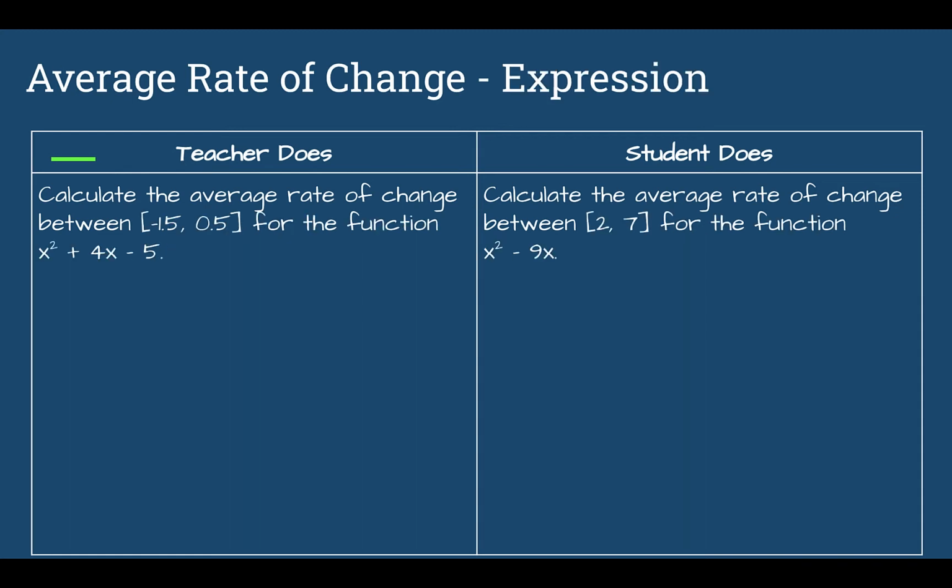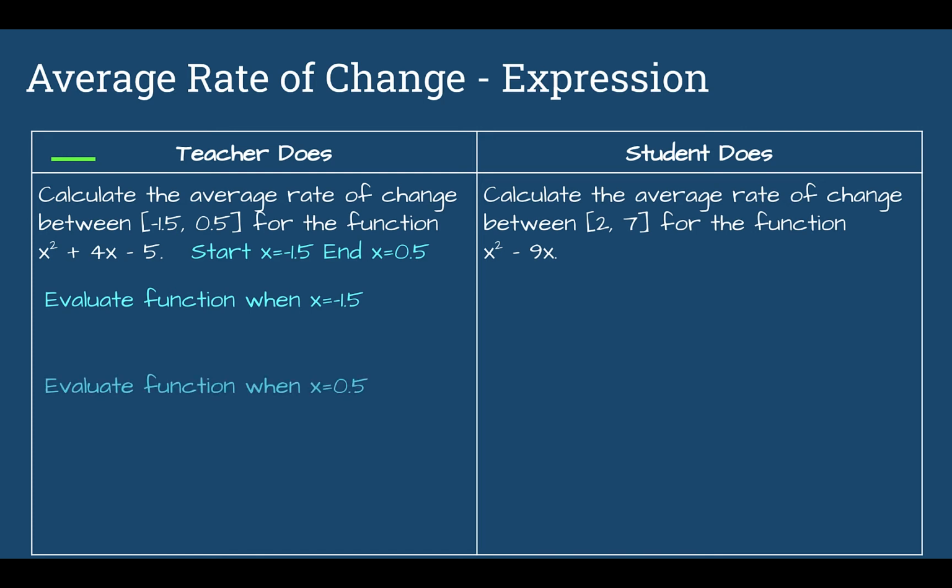Next, let's find the average rate of change for an expression. So calculate the average rate of change between negative 1.5 and positive 0.5 for the function x squared plus 4x minus 5. For this, we're going to start at x equals negative 1.5 and end at x equals 0.5. For expressions or equations or functions, you need to evaluate the function when x equals negative 1.5 and evaluate it when x equals 0.5. So evaluate it for your start and your end.